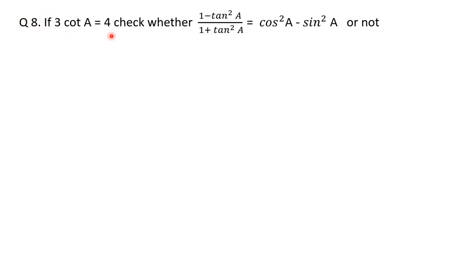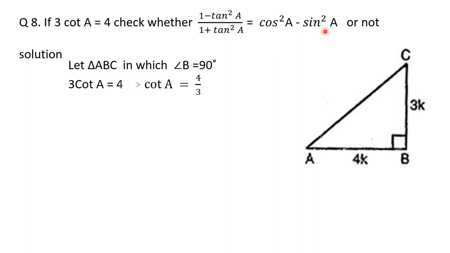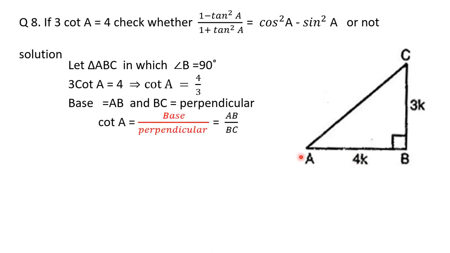If 3 cot A is equal to 4, check whether (1 minus tan square A) upon (1 plus tan square A) is equal to cos square A minus sin square A or not. As we have given, triangle ABC is a right angle triangle, angle B is 90 degrees, and 3 cot A is equal to 4, so we can write cot A is equal to 4 by 3. Now with respect to angle A, perpendicular is BC and base is AB. So cot A is base upon perpendicular, that is equal to AB upon BC.